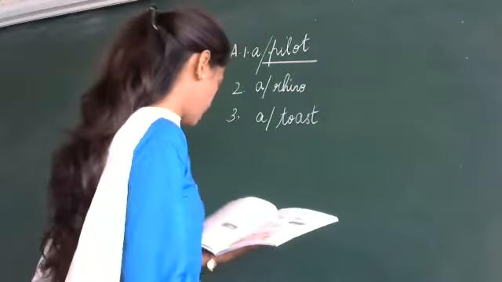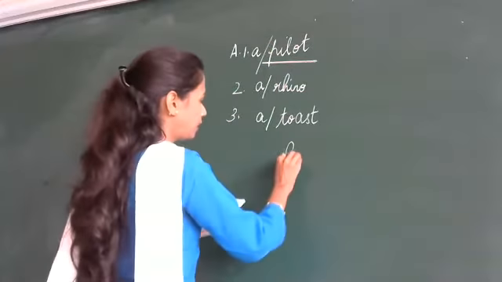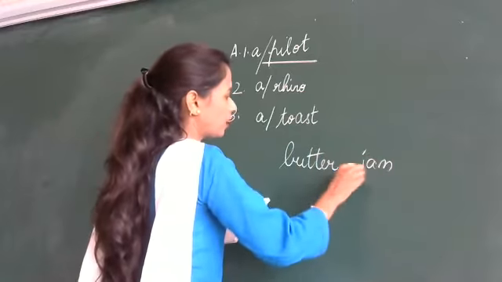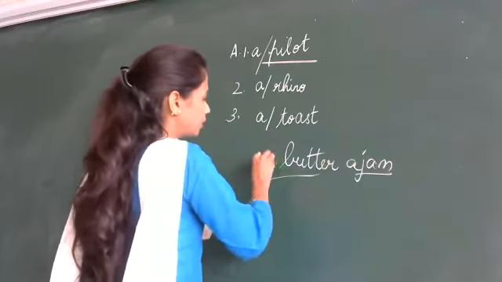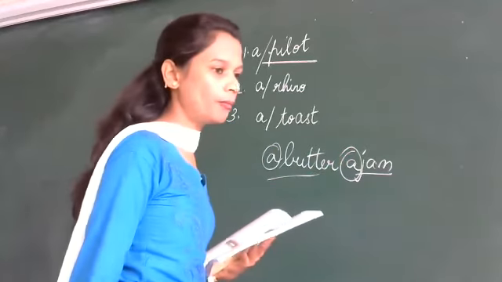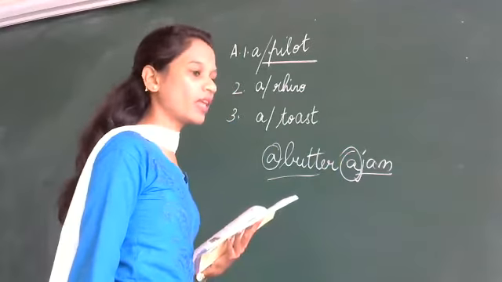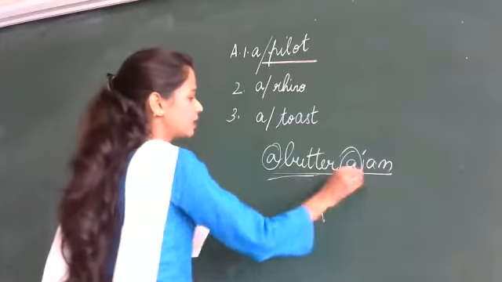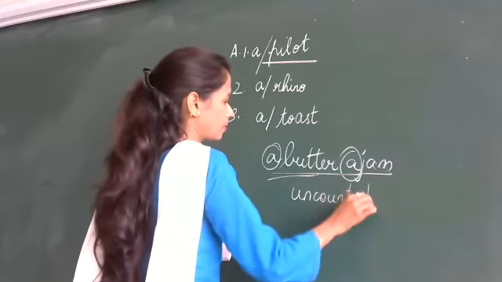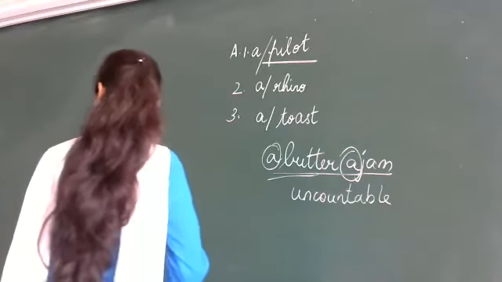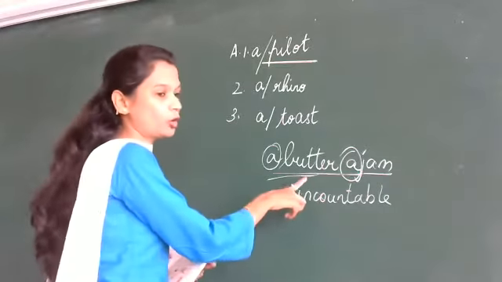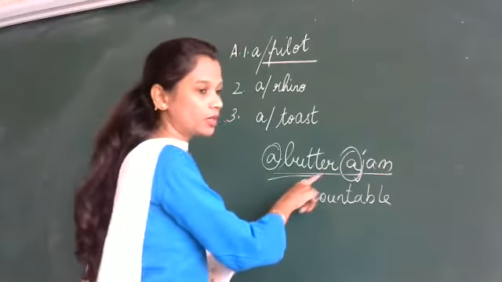Why can I not put it like this? Now you are giving me butter and jam. Why can't I put a butter, a jam? Why can't I insert it here? Yes, because it is an uncountable noun. So I don't use a.